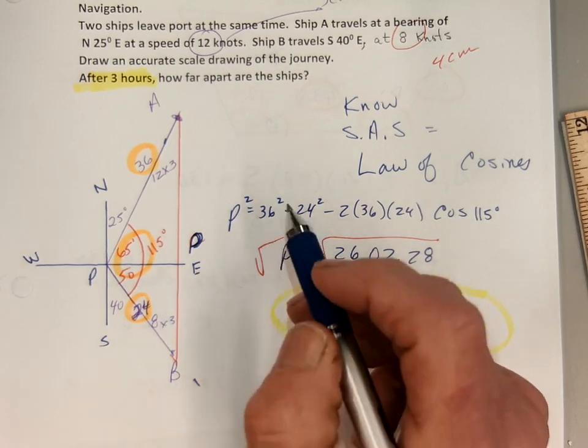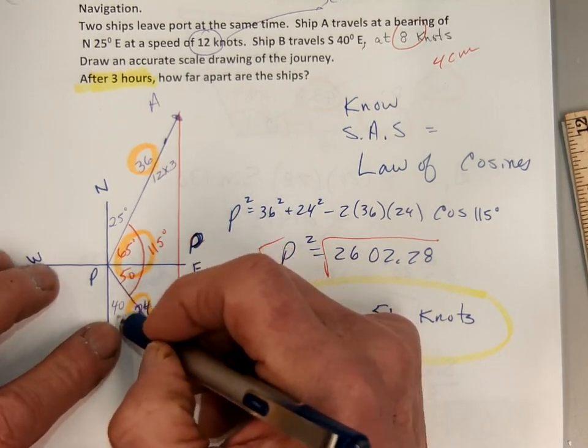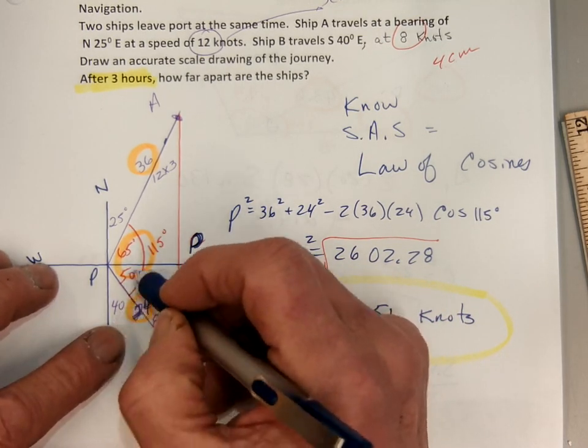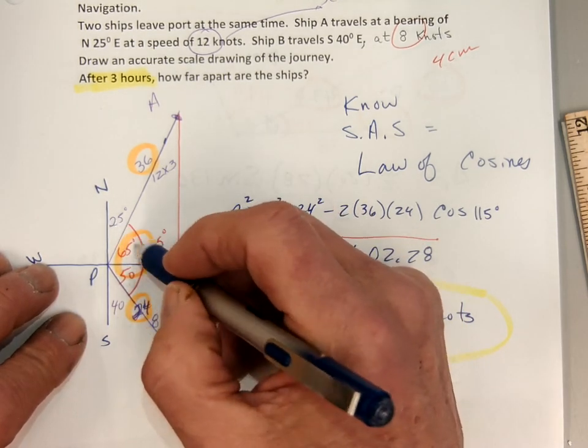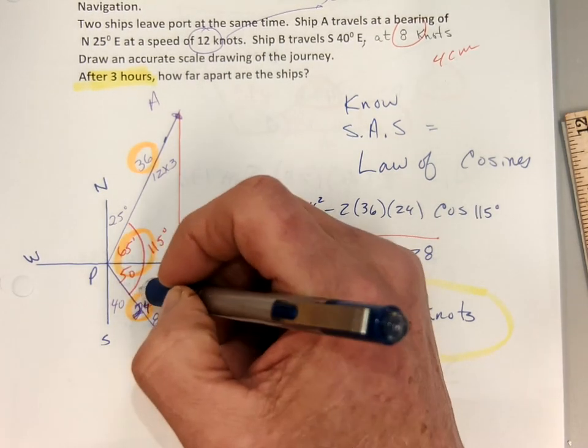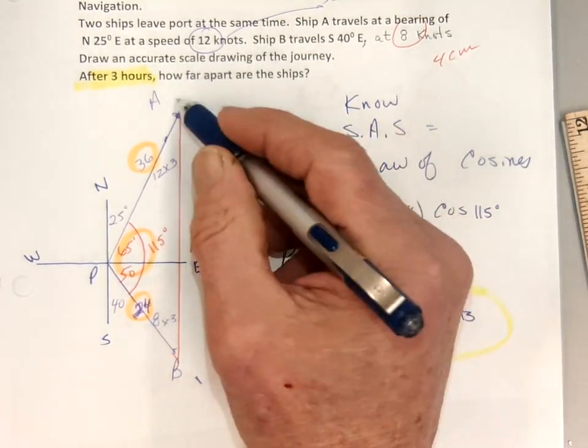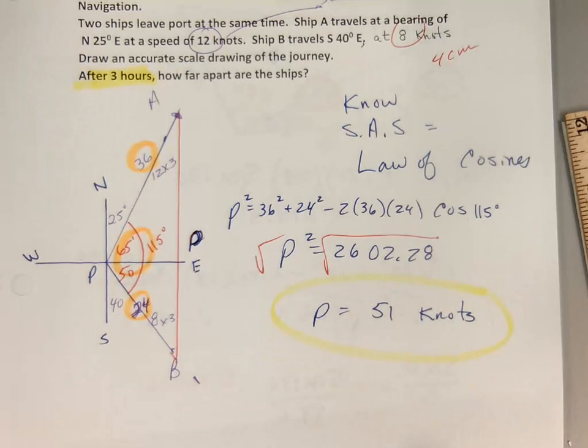Okay, so now I know in a right triangle, 40 and 90, I need to know that's 50 degrees, 65 because of the 25 and 65. So this full angle here is 115. Now the two ships are this far apart. How do I find the distance apart?